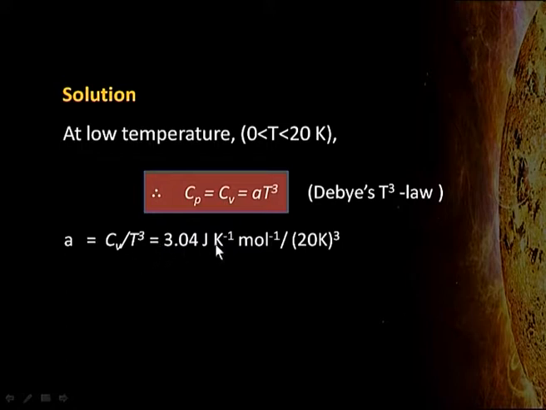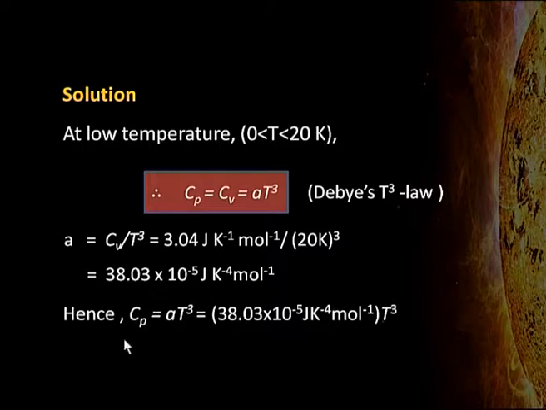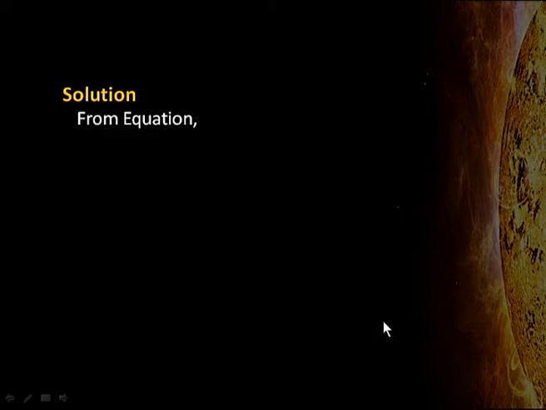As the value of Cv and T are given, we have A equal to 3.04 joules per Kelvin per mole divided by 20 Kelvin whole cube. This is equal to 38.03 into 10 to the power minus 5 joules Kelvin to the power minus 4 per mole. Hence, Cp is equal to A T cube, which is equal to 38.03 into 10 to the power minus 5 joules Kelvin to the power minus 4 per mole multiplied by T cube.